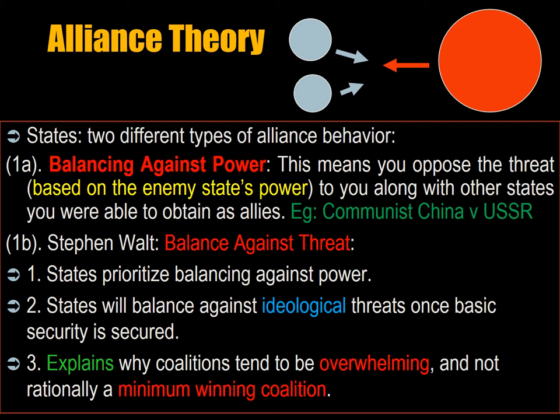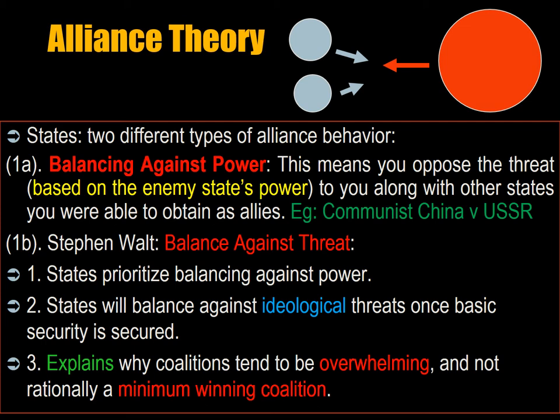Now, we saw that countries want to minimize the amount of resources they spend on security. So countries are going to therefore rationally look for a minimum winning coalition, because in a smaller coalition, they have to compromise less, they have a greater proportion of control over policy, and if the coalition wins anything, they get a larger share of the pie. But with an overwhelming coalition, of course, they're much more powerful.